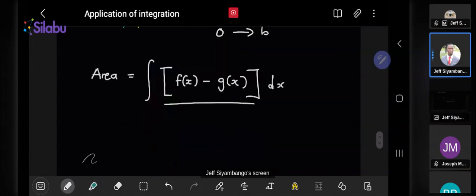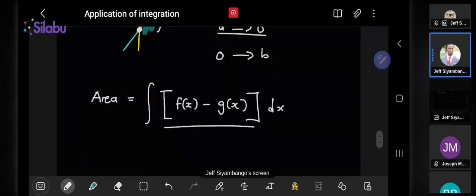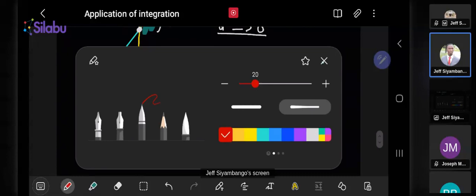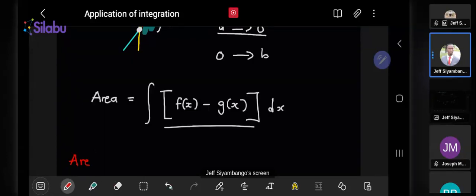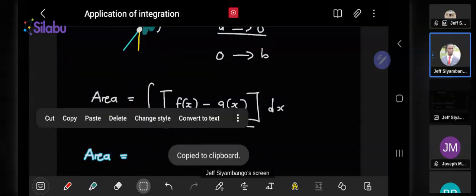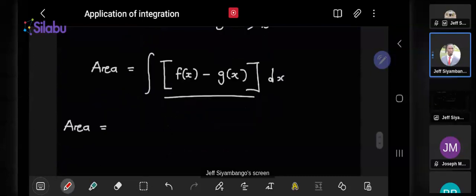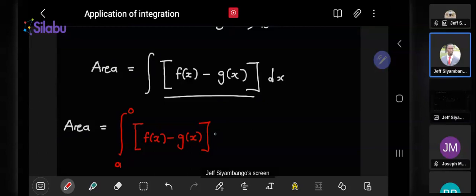So what am I saying? I am saying that in the first part, I will evaluate my area. I'll move from A to 0, and my area now, the upper boundary will be f of x minus g of x dx. So this is where the first part will end.